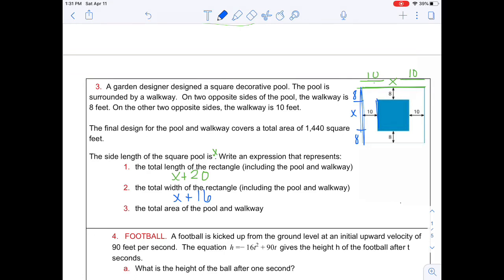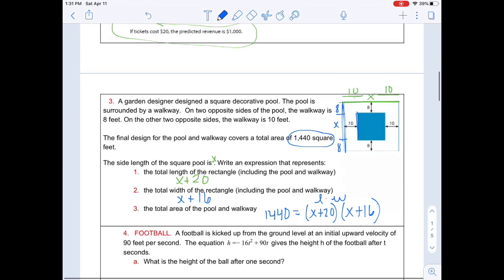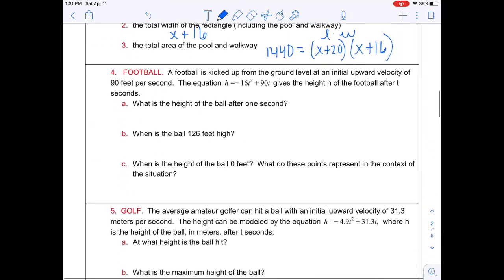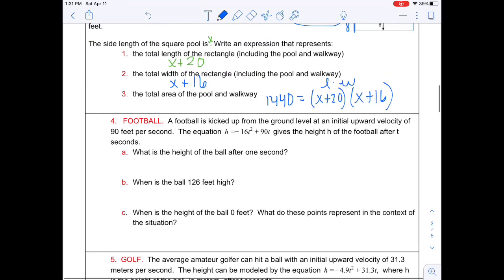And now I want an expression that represents the total area of the pool and the walkway. Well, the total area is length times width. Our length is x plus 20, and our width is x plus 16. All right, algebra number 3 is done. Let's go ahead and look at question number 4.